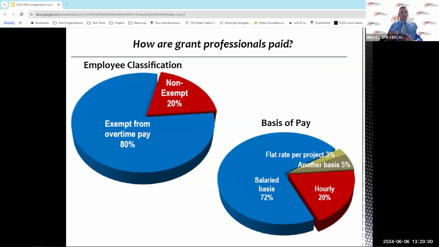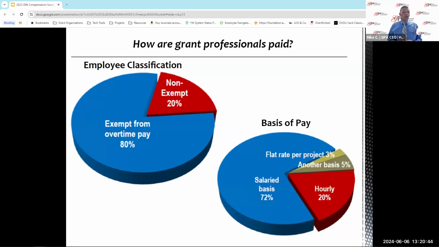Now, the next question that relates specifically to how grant professionals are paid goes to whether you're exempt from overtime pay or are paid an hourly salary, based on the definitions from the Department of Labor. The Department of Labor just recently posted some new information about the qualifications for exempt versus non-exempt, but most survey participants are exempt from overtime pay. So that's about 80%, while 20% are non-exempt. So those might be some of the folks that are part-time as well. Although the majority remains as a salaried position, 20% are paid on an hourly basis.